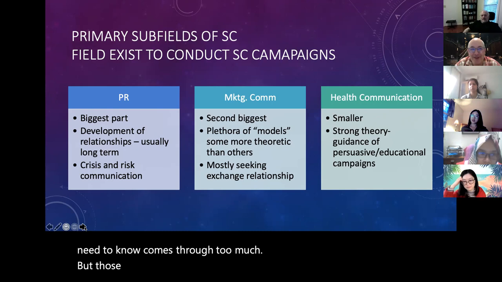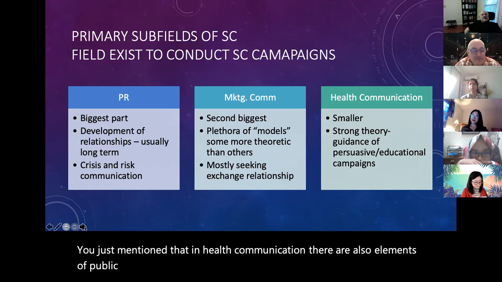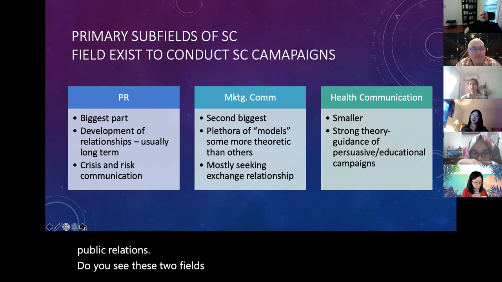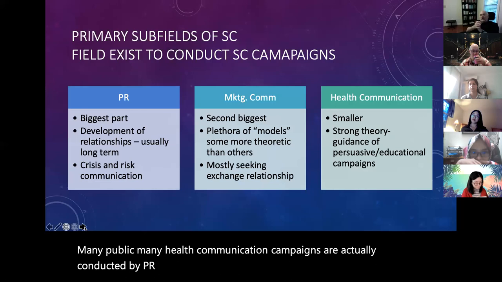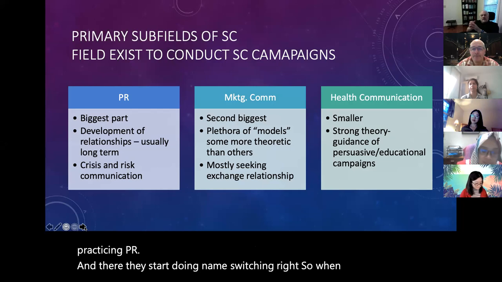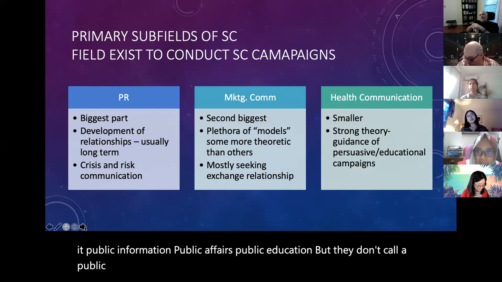Anyway. You just mentioned that in health communication, there are also elements of public relations. Do you see these two fields overlapping in some ways or learning from each other? Oh, yes. Yes, very much. Many health communication campaigns are actually conducted by PR agencies or the divisions of government that are practicing PR. And there they start doing name switching, right? So when governments practice public relations, they don't usually call it public relations. They call it public information, public affairs, public education, but they don't call it public relations, at least in the US and in most of Europe that I'm familiar with.